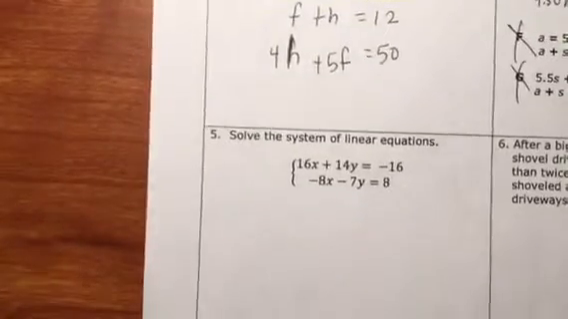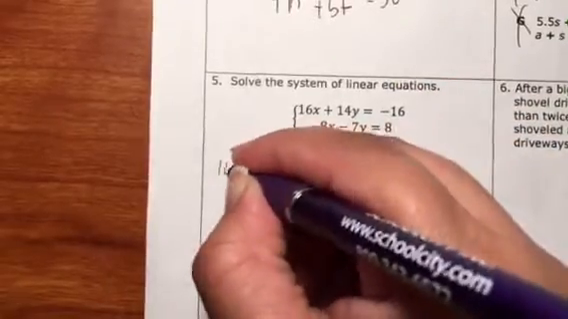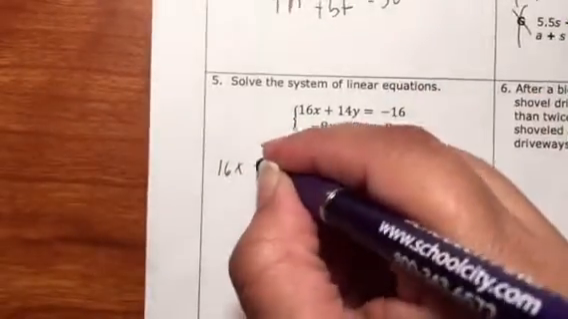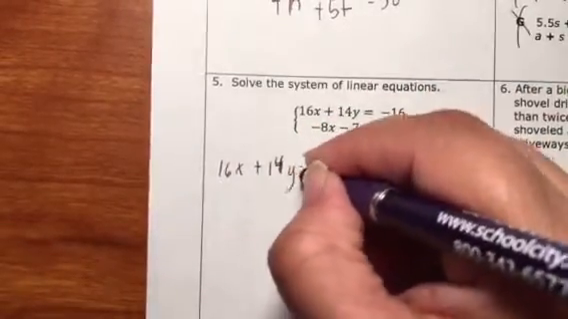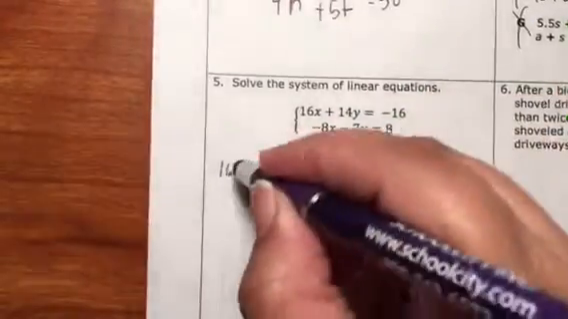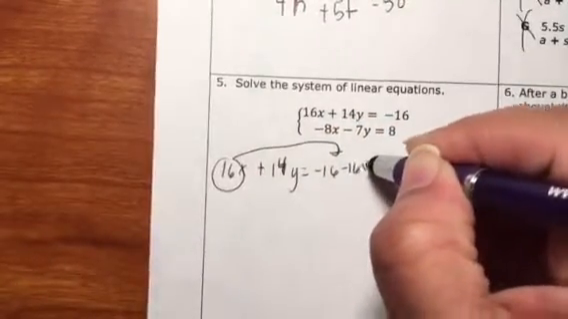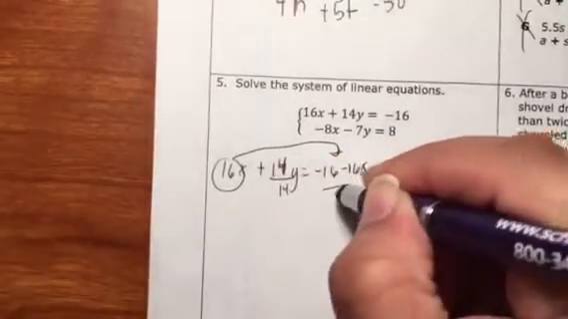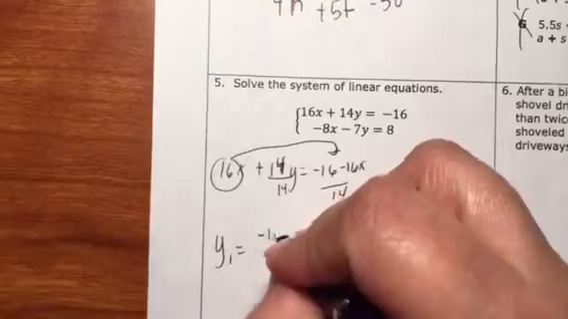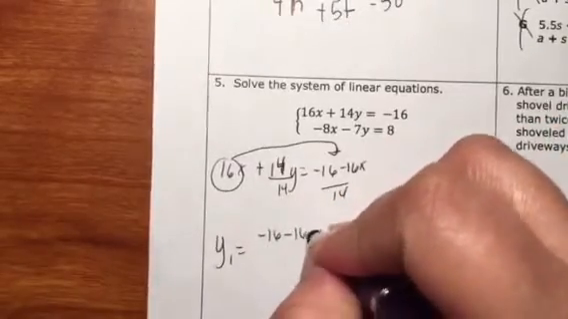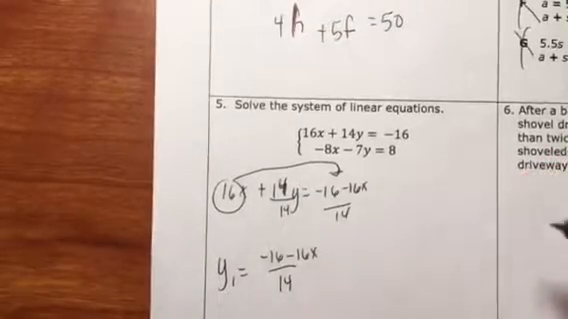Okay, number 5. Alright, so I'm going to write these two equations and solve for y, except I'm not going to simplify. Okay, so I'm going to move the x, change the sign, divide by the number in front of the y. So in y1, I'm going to type in negative 16 minus 16x divided by 14.